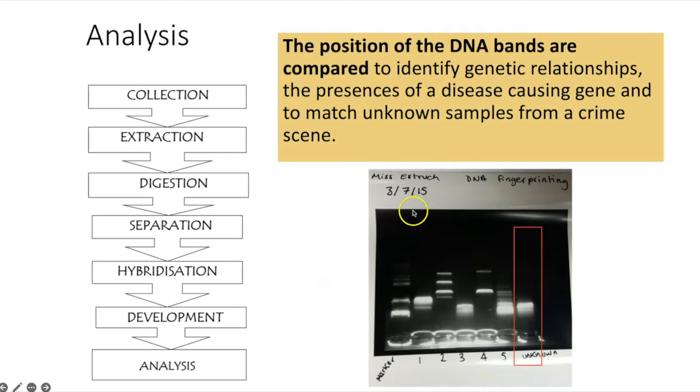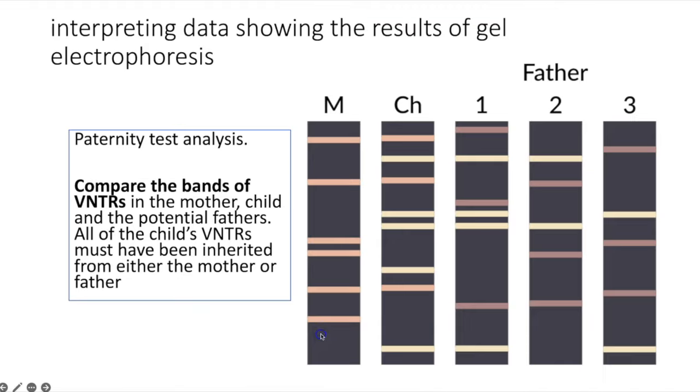And this is one that I actually created a long time ago. We can see this was the unknown that I had to identify. Here were the different samples of DNA that I had. And from this example, I could match that the unknown was the same DNA as number 3, because we can see the bands are in exactly the same position. And that is your analysis stage. So interpreting the DNA showing the results of the gel electrophoresis, this is your analysis stage again.